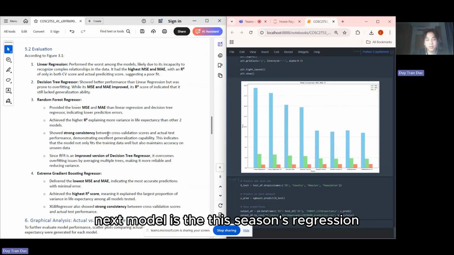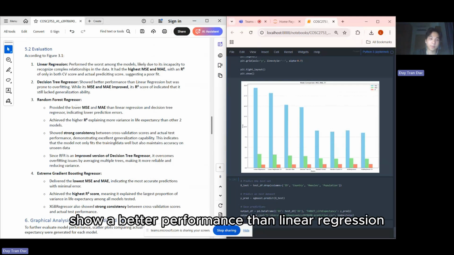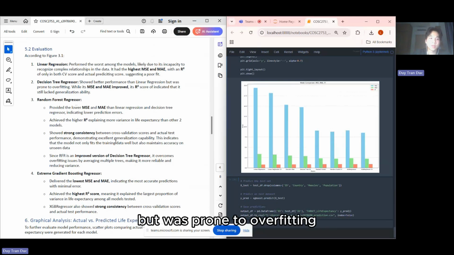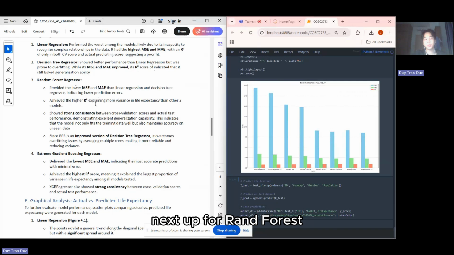The next model is the decision tree regressor, which showed a better performance than linear regression, but was prone to overfitting. While its MSE and MAE improved, its R-squared score indicated that it still lacked generalization ability. Next up for random forest.